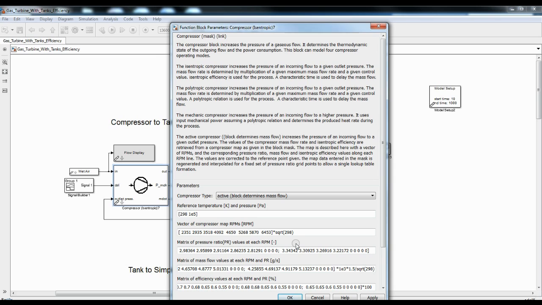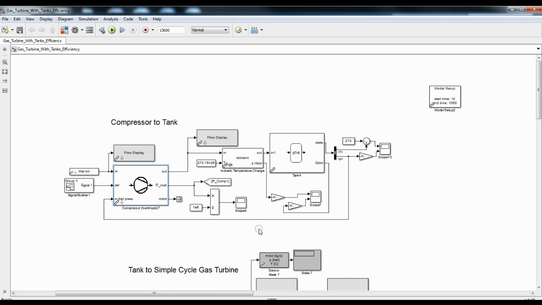Now, an active compressor lets you feed back the downstream conditions into the compressor, and depending on the compressor map, it'll actually calculate the instantaneous efficiency and power depending on what the RPMs, the downstream pressure, and the upstream pressure are. So that's a nice feature to use. But here again, we're using isentropic.